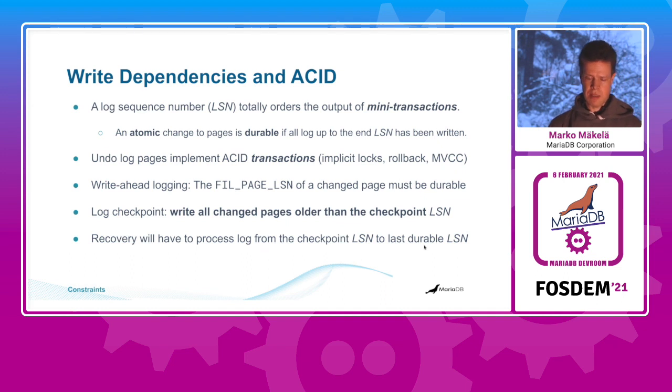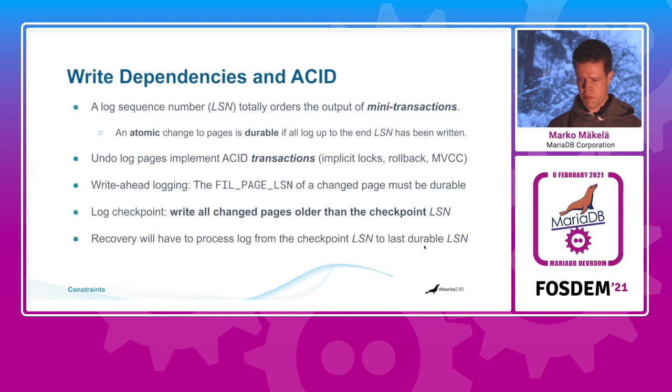There are some dependencies related to this atomicity and durability. In the mini transactions, the logical time is given by a thing called a log sequence number. It is basically counting the bytes that are written to the write-ahead log, and it is totally ordering the mini transactions. So only one mini transaction may be committing at a time, and there is no rollback for mini transactions. They can only commit, or the server can be killed. It's forward direction only.